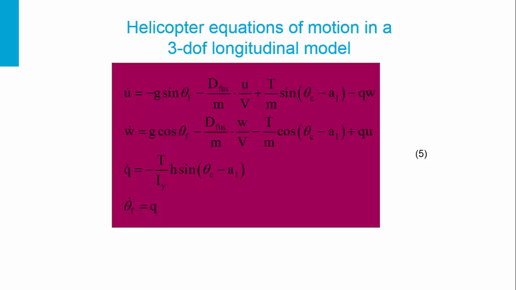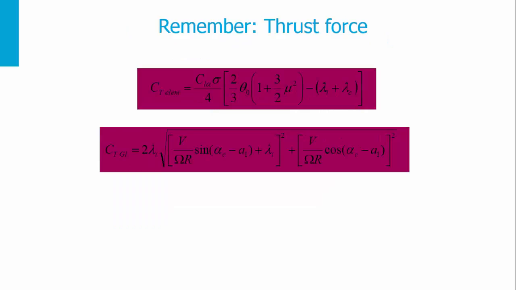You see that the motion is depending on the drag of the fuselage, on the thrust force, and you see also the cyclic pitch, longitudinal tilt, and here only the pitch rate. For the thrust force, we have a special lecture where we are going to determine the thrust force of the helicopter in forward flight. We will use for this the blade element theory and the Glauert theory.